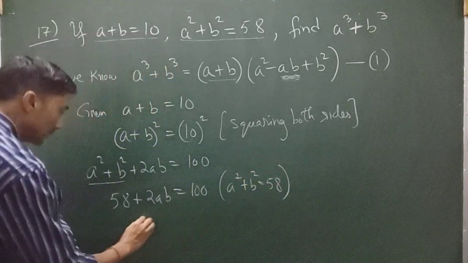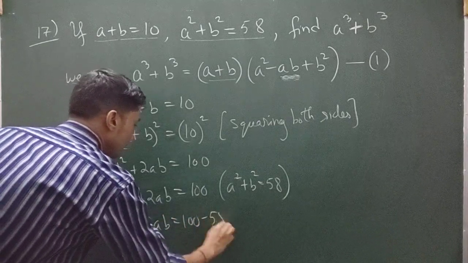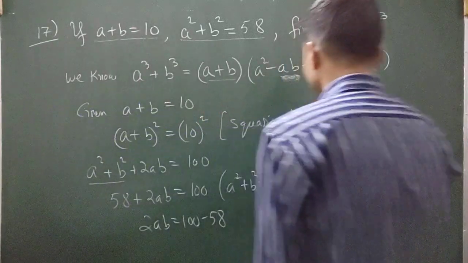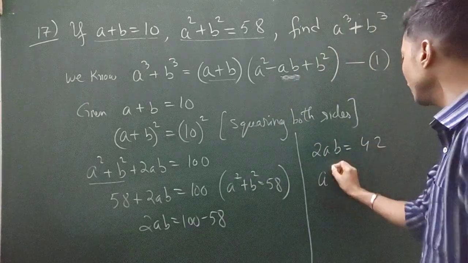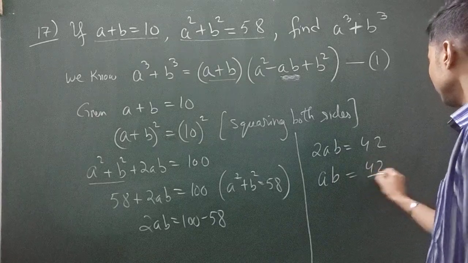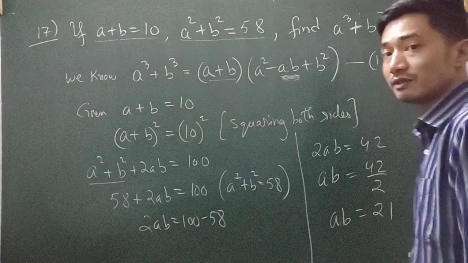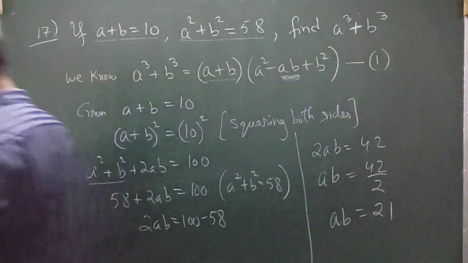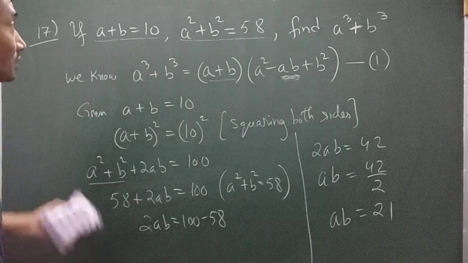a squared plus b squared equal to 58, that is already given to us. So in that case 2ab will be 100 minus 58, so 2ab will be 42. So the value of ab can be 42 divided by 2, so 21. So yes, we got the value of ab using the conditions that were given to us in the question.